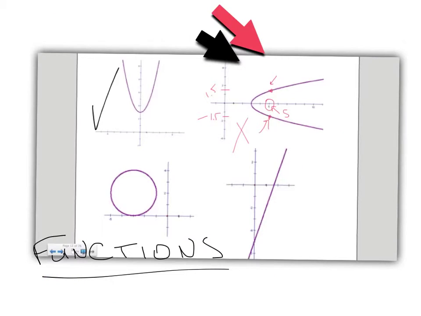So if you take a look at the next two, you'll notice that we have a circle which fails the vertical line test, therefore it's not a function. And we have a regular line which passes the vertical line test because it only hits 1 point at a time, meaning there's only one output for every one input.